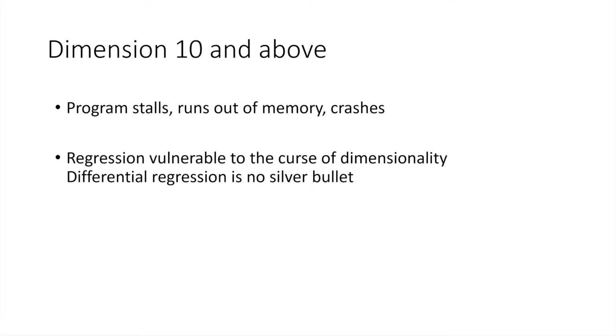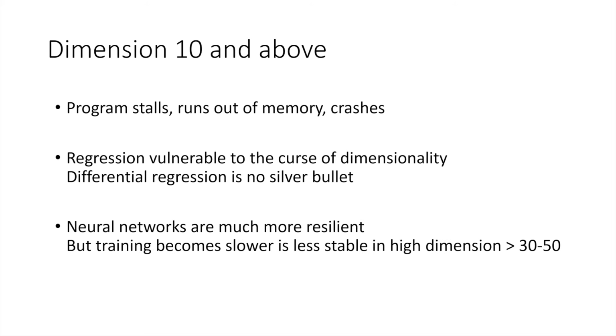In dimension 10 and above, the program stalls, runs out of memory, and eventually crashes. Regression is vulnerable to the curse of dimensionality, and differential regression doesn't give us a silver bullet. Neural networks are much more resilient, but training also becomes significantly slower and less reliable in high dimension, say around 30 to 50. So, for real-world problems in finance where dimension routinely exceeds the hundreds, dimension reduction is a critical step in all situations.